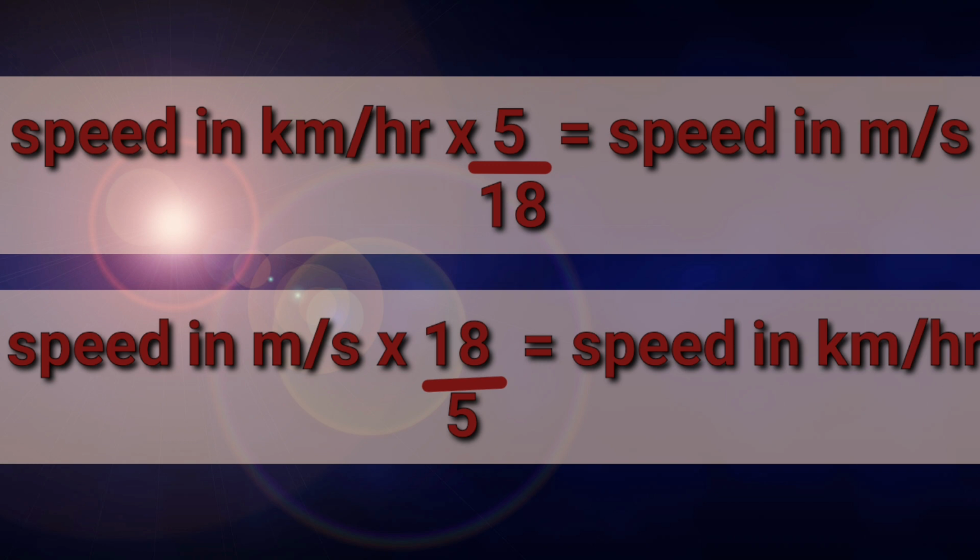Similarly, the speed expressed in meter per second can be converted into kilometers per hour by dividing it by 5 by 18 or by multiplying by 18 by 5, which is the reciprocal of 5 by 18.